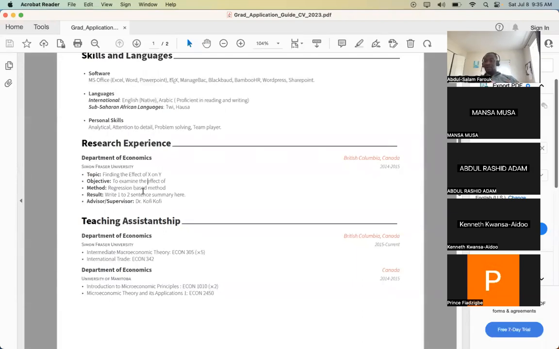Then with the result, you can summarize your results in a line or two. Just tell them this was the finding, something very brief as well. Then the name of the supervisor or advisor that you worked with. Here you can see I'm adding a link to it, so when the person clicks on this link, he or she will understand who this particular professor is and what was studied. That's going to be your research experience. If you have more than one research experience, you can add another one in the same format, something brief, and go ahead with it.